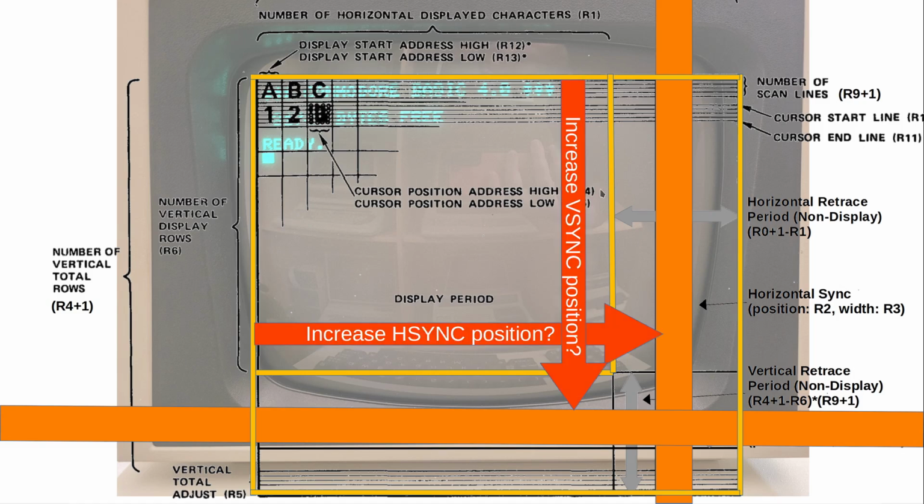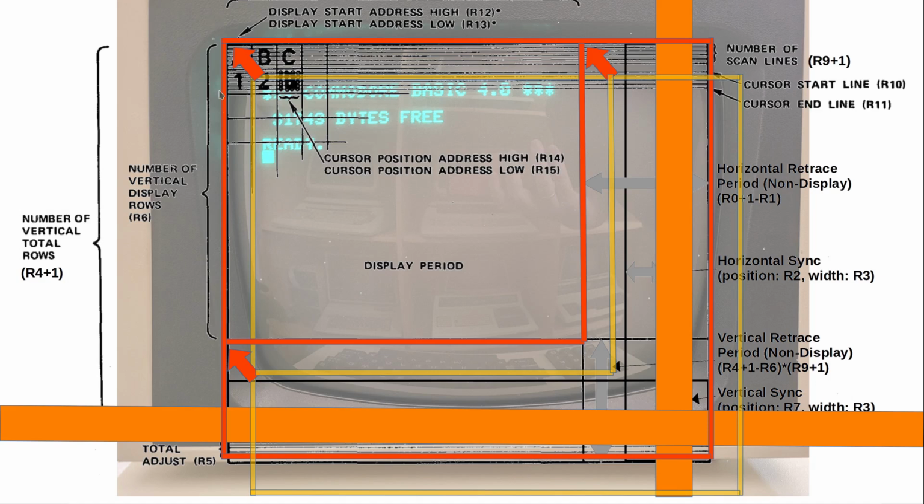As an example, what happens if you increase the vertical sync position or increase the horizontal sync position? Because these sync positions are fixed, the display of the actual characters moves to the left or up. If you increase the time from start of screen to the sync position, you decrease the time on the other side between the sync position and the end of the screen, and the whole display that starts here at the beginning of the raster line moves to the left. And let's show that in a real demo.